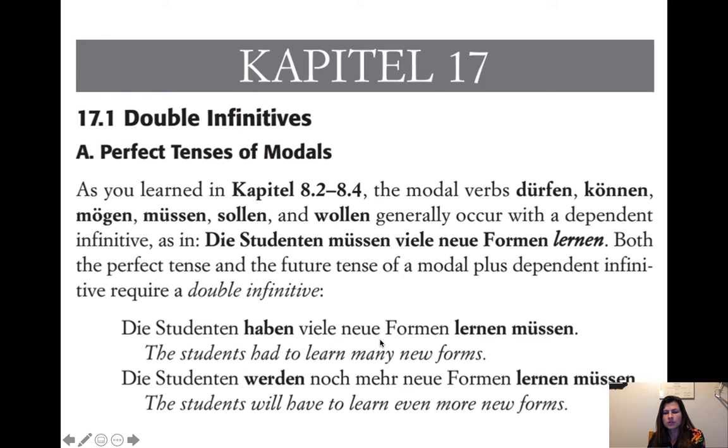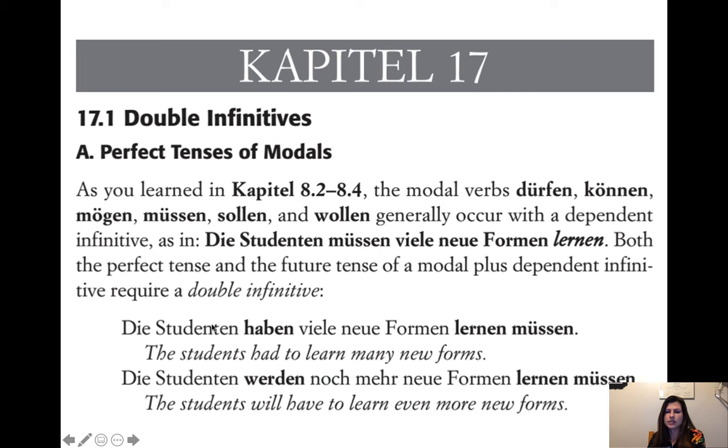So the thing is, normally in the perfect you would expect a conjugated version of haben, and then you would expect a past participle at the end. Like if the students learned many new forms, it would be die Studenten haben viele neue Formen gelernt. You would expect the past participle gelernt there. But we don't have a past participle at all. What happens, the modal verb just makes it happen differently, right? So instead of making a past participle, there's a double infinitive instead.